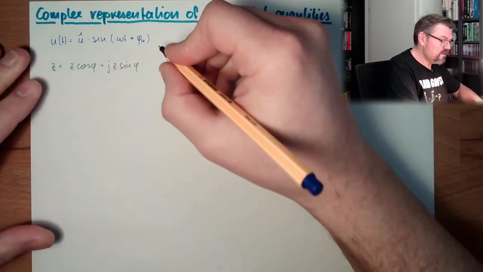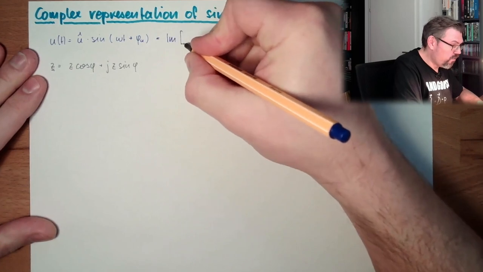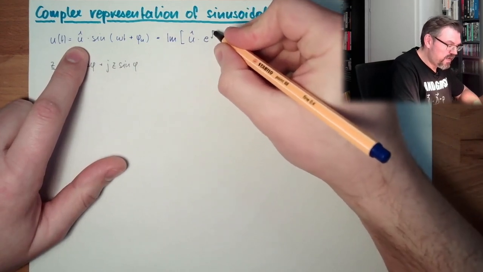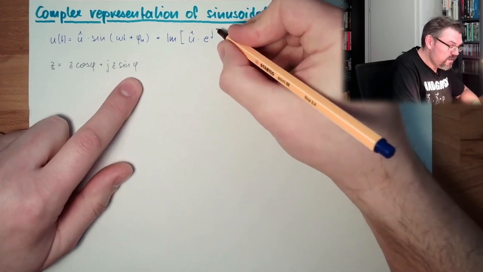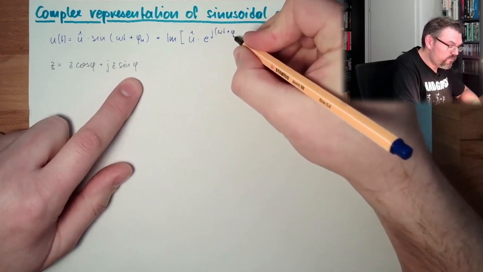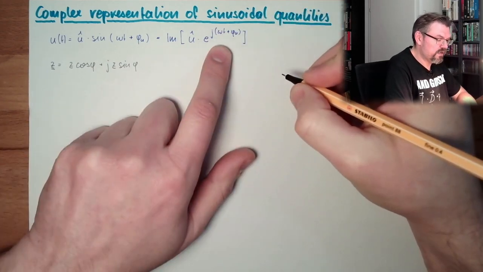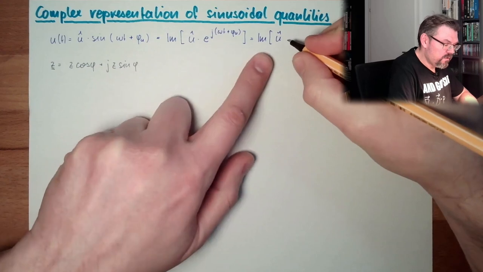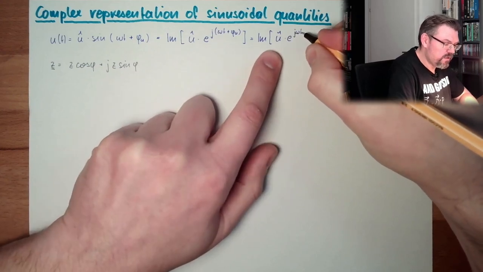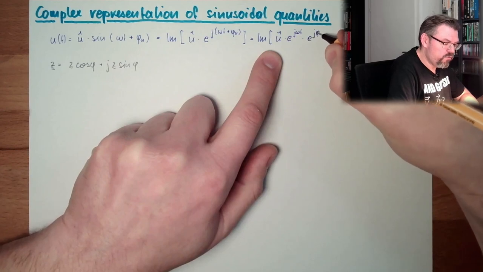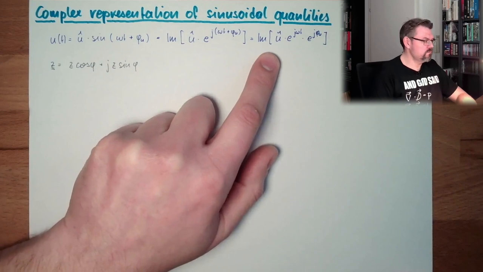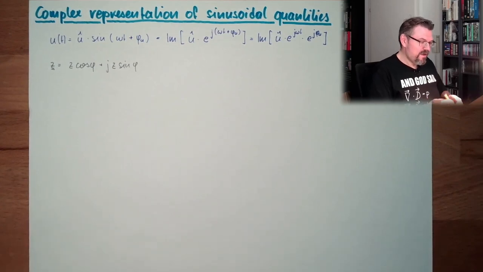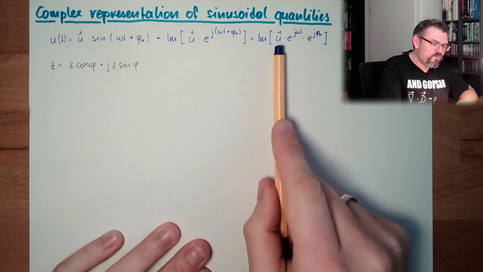So actually, this here is the same as the imaginary part of the amplitude multiplied by e to the j phi, yeah? Phi is in our case omega t plus phi u. And this I can further divide, because I can write the imaginary part of u-hat, e to the j omega t, multiplied by e to the j phi u. Right. Okay. So I'm just looking at the imaginary part of this.